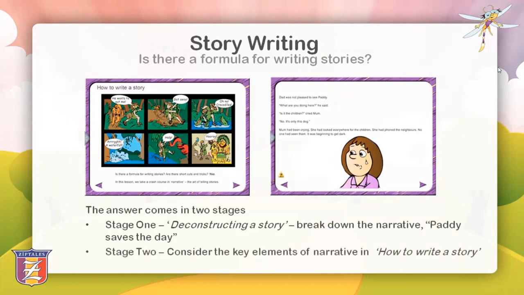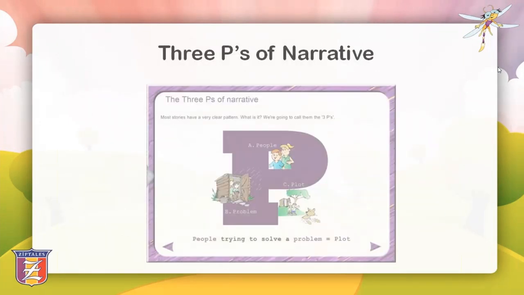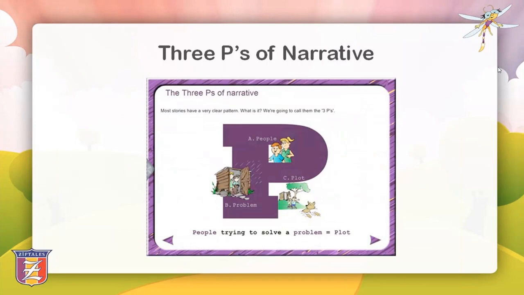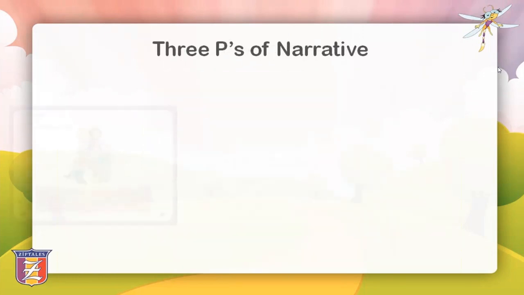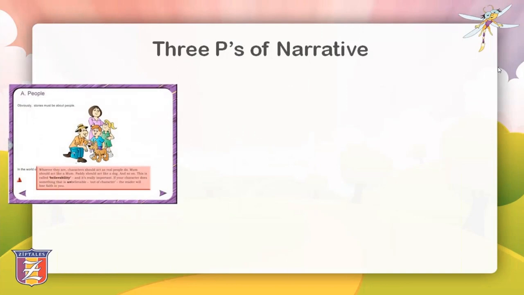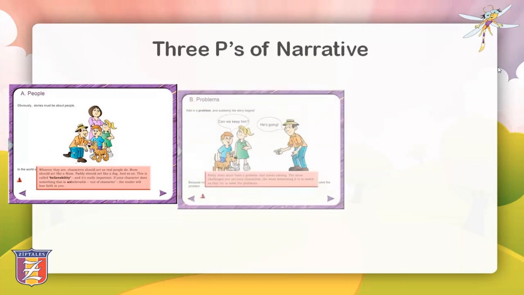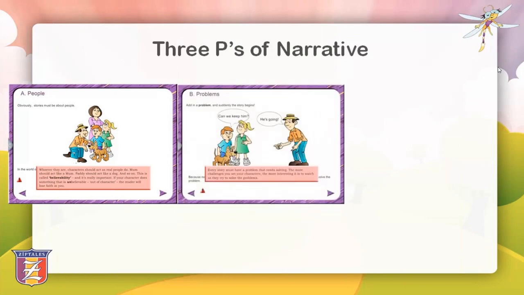Then we introduce children to the 3 Ps of narrative. People, trying to solve a problem, equals plot. The first key narrative element is people. Using the story already analysed, we talk about characters and how to construct them. They must be believable. The lesson gives examples. We want to know what drives the characters to act and give it its proper name, motivation.